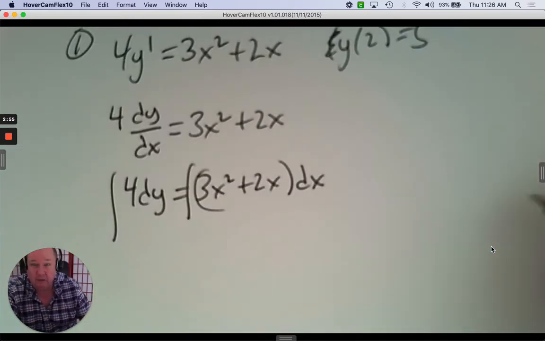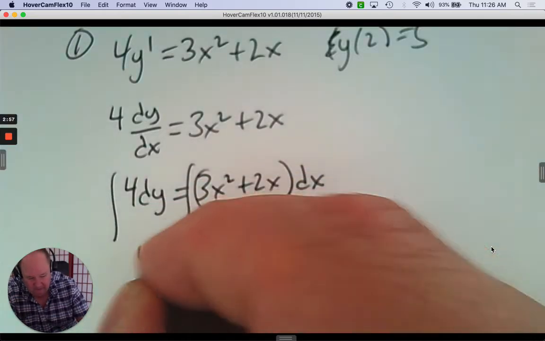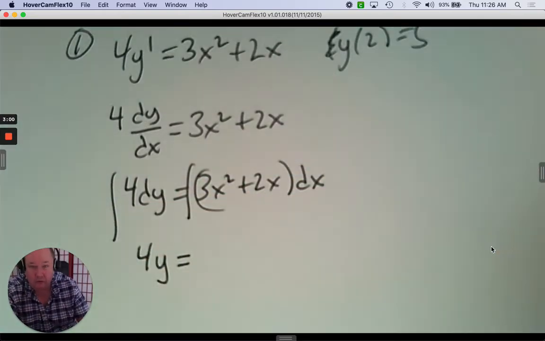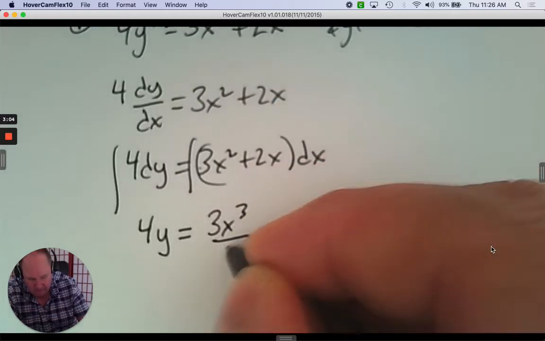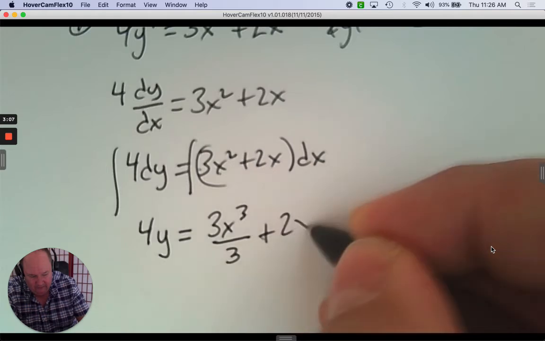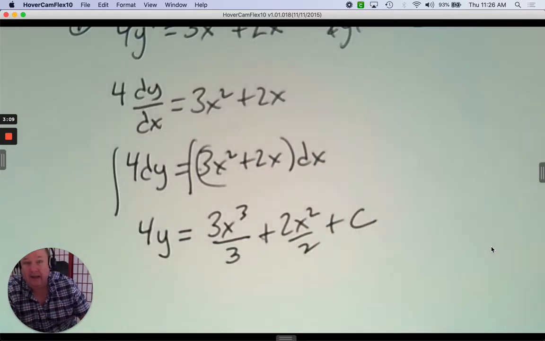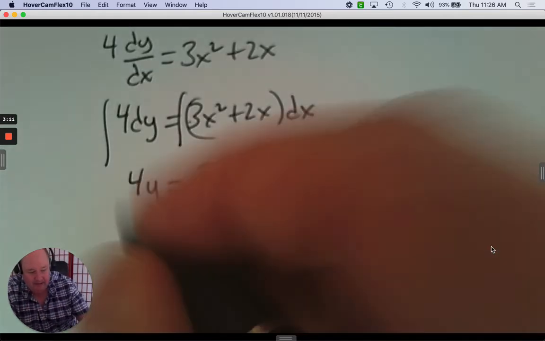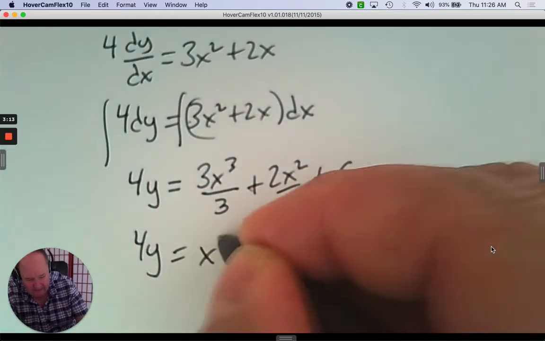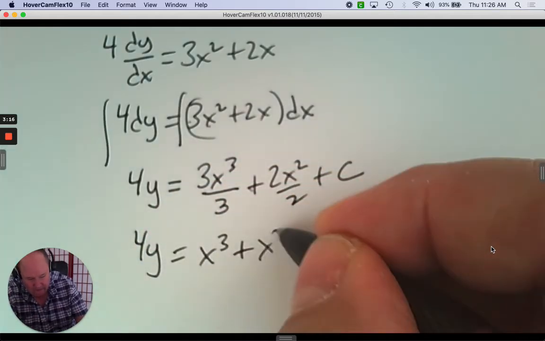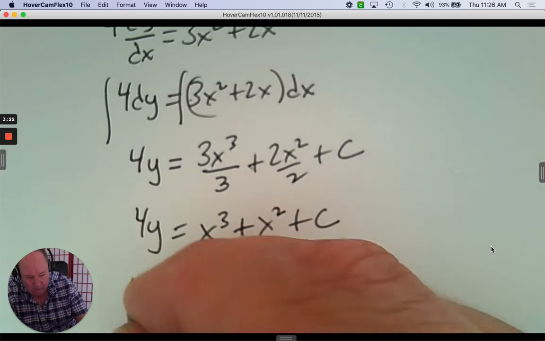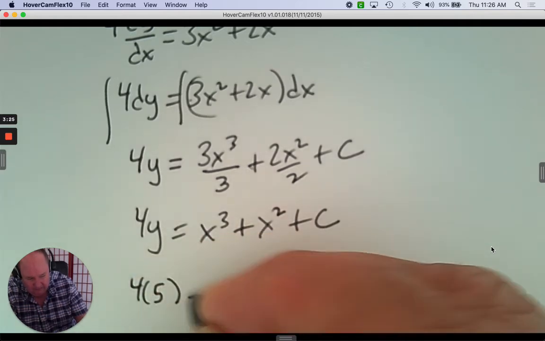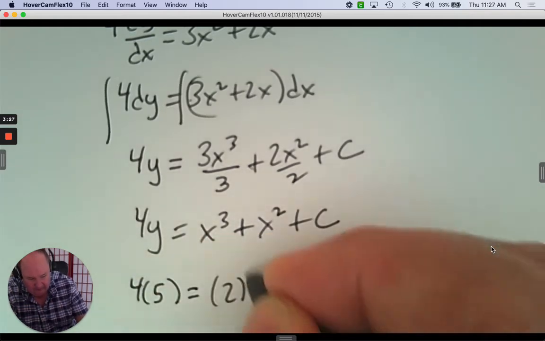Now we're going to integrate both sides. So the integration of 4 is just 4y. Of 3x squared, you add 1 to the exponent and divide. You add 1 to the exponent and divide. And if I simplify this, you would get x cubed plus x squared plus c. We're given a point, so I'm going to plug it in now. The y coordinate is 5, and the x coordinate is 2.